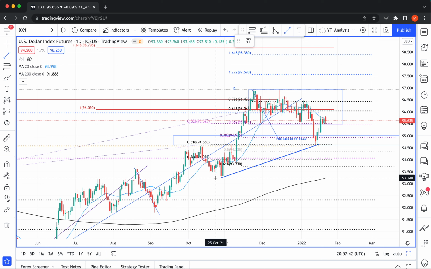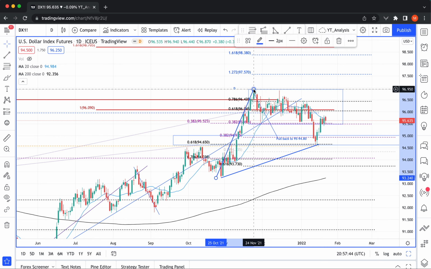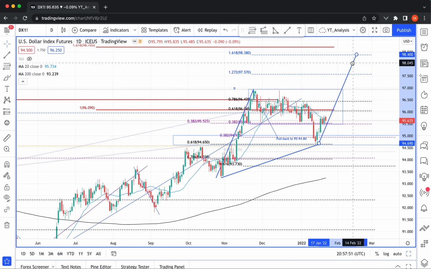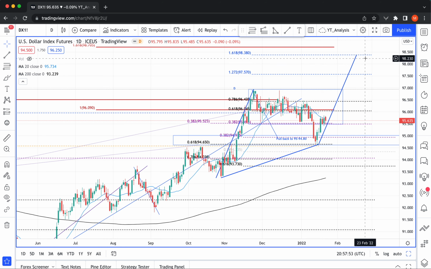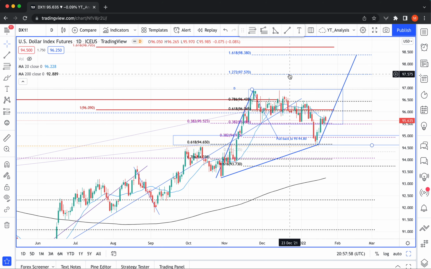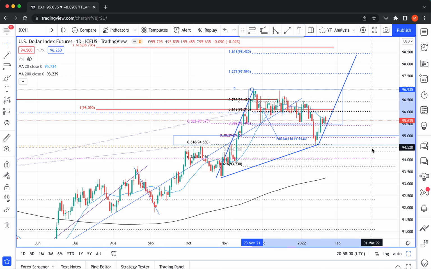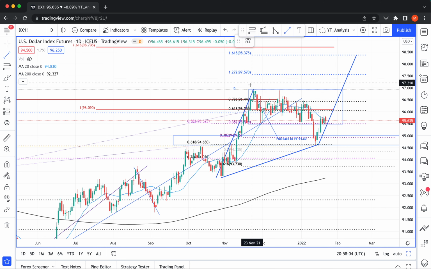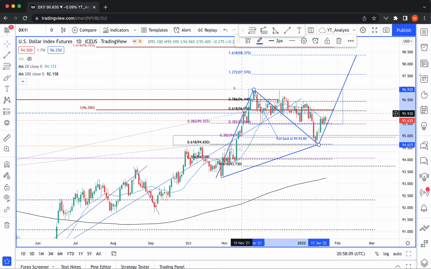let me draw this ABCD. So that's going to be, and if we take it and clone this, there we go. So possibly the US dollar can actually go around 98.35, and also what we have is the 1.618 expansion of this ABCD, which is this BC leg over here. So let me actually write it.